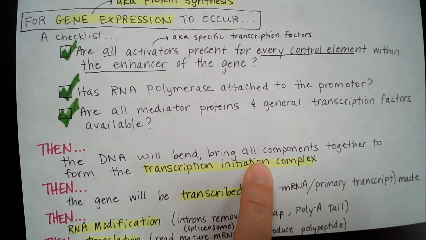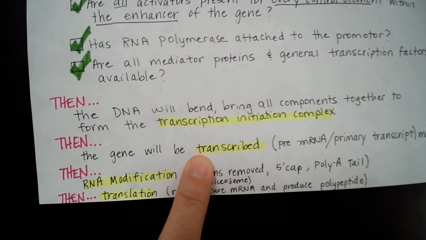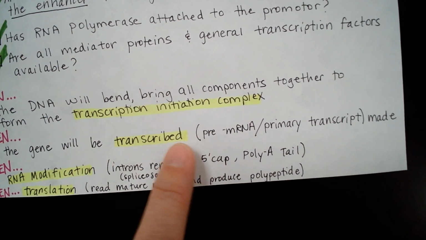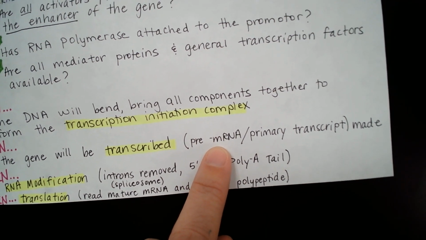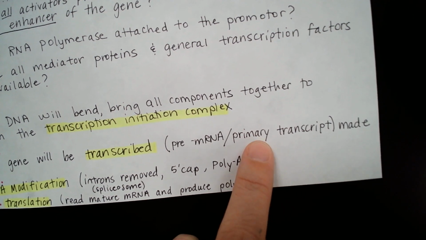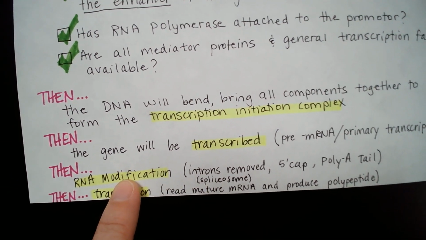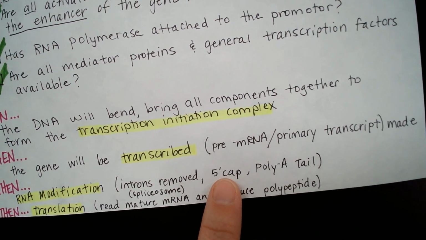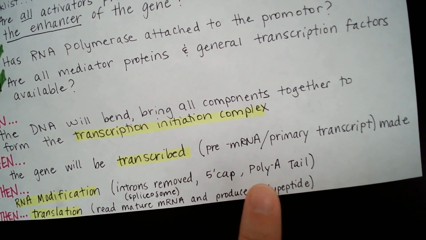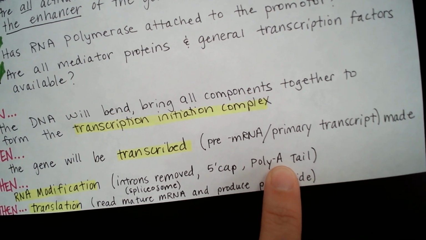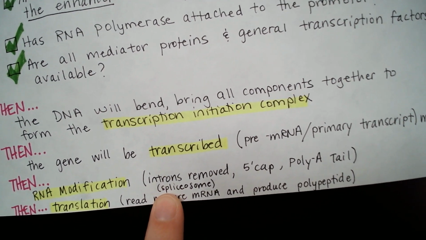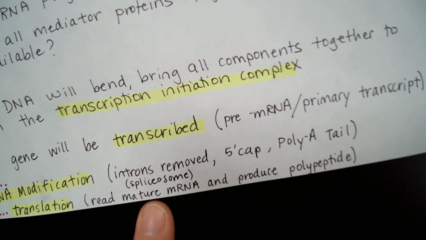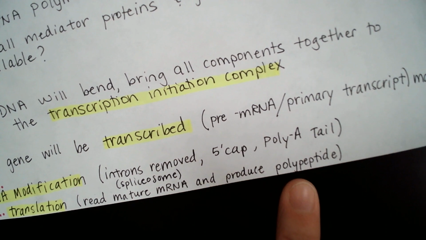So now you form the complex. But now go back and review protein synthesis. Now the gene can be transcribed. Remember, you're making pre-mRNA first. That's also called the primary transcript. After that's made, you've got to modify that RNA. You've got to remove the introns, add the 5' GTP cap, and add the poly-A tail. Go back and review your spliceosomes, right? Then translation can occur. Read the mature mRNA and produce the polypeptide.